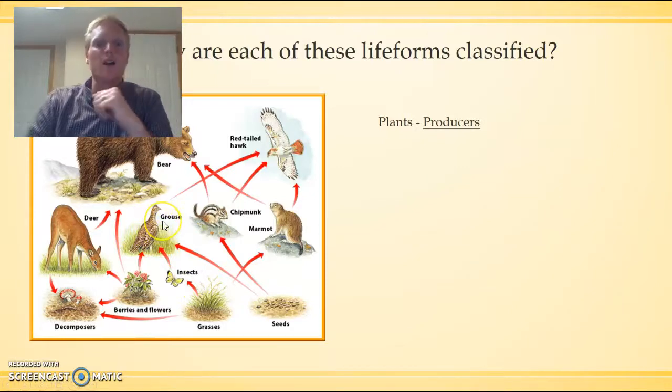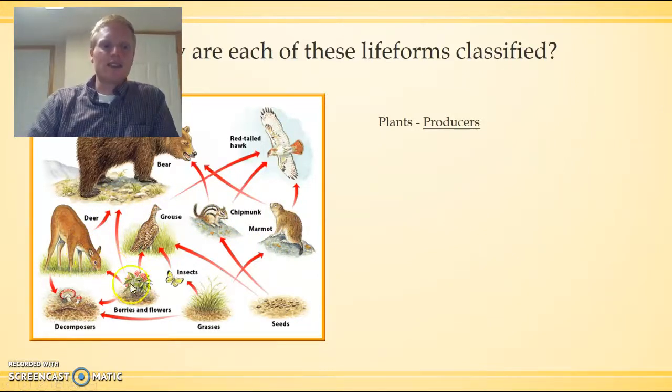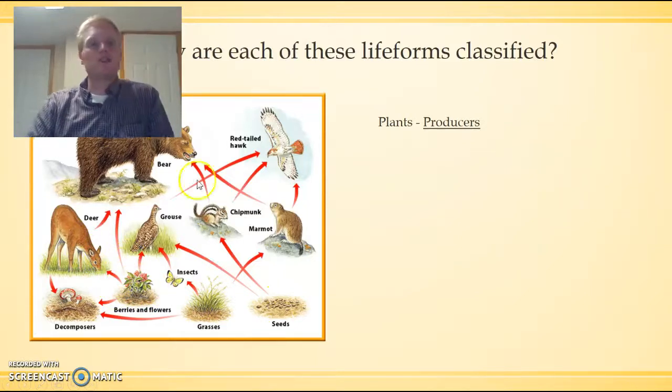They are consumed by our consumers, okay, our grouse or our chipmunk, our marmot. In this case, this butterfly might be eating from the grass, maybe its seeds or its nectar. These all can eat. Our deer, absolutely. A deer is a great example of a consumer that eats off of these producers. It eats the berries and the flowers, and then eventually it gets consumed by this bear. Another consumer that eats off of that.